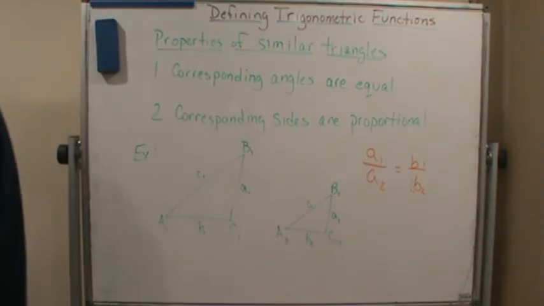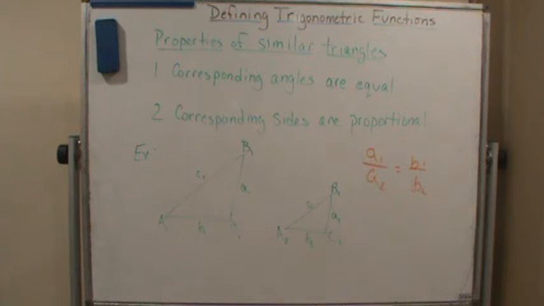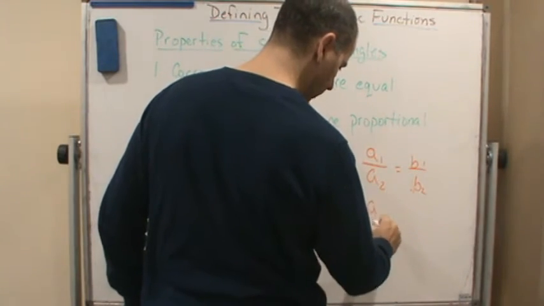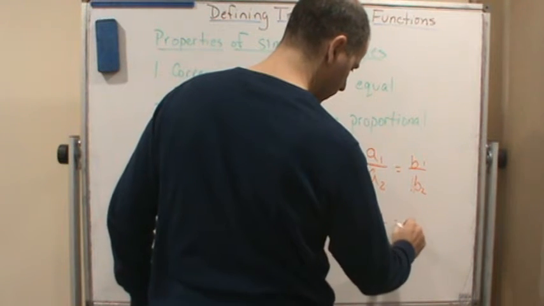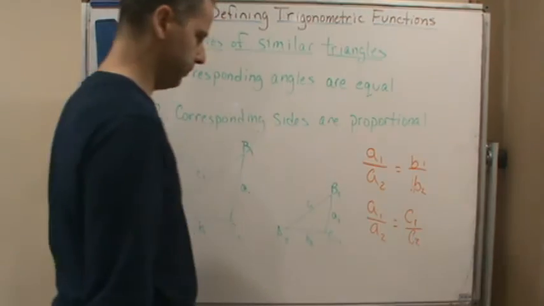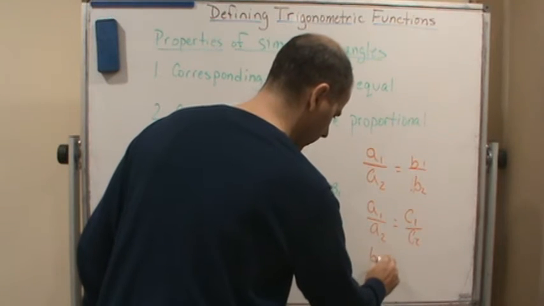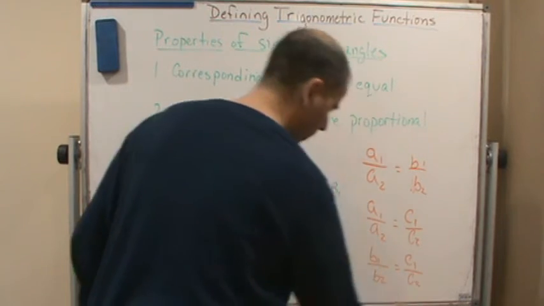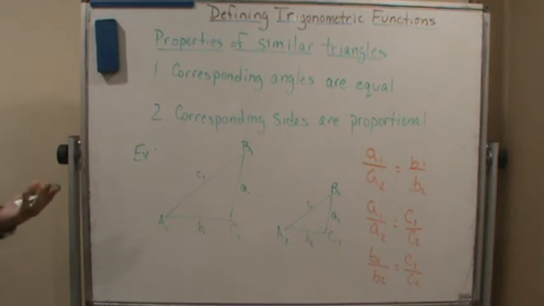So remember, a proportion is two fractions that are equal. Okay? So when we say corresponding sides are proportional, we can obtain any one of three different proportions. So we could get this proportion, or we could say a1 over a2 is equal to c1 over c2. Or we can say that b1 over b2 is equal to c1 divided by c2. Okay, so any one of those proportions must hold, or actually all three of those proportions must hold.